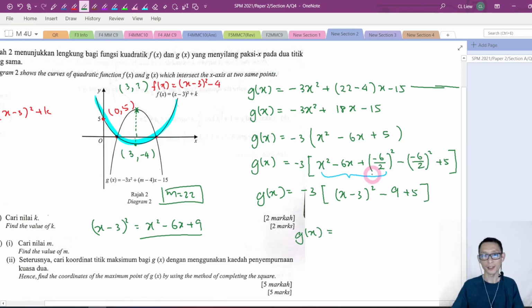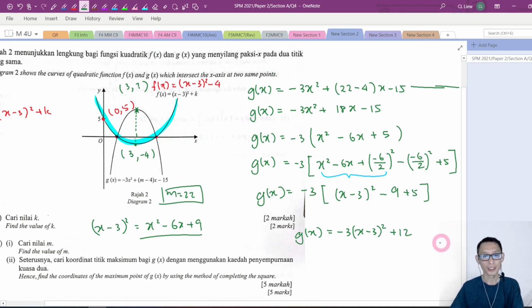Then just use the calculator to help you do the next step. Negative 3 bring in here. Negative 9 plus 5, you get negative 4. Negative 4 times negative 3, you get positive 12.